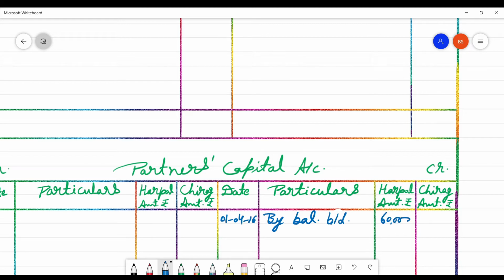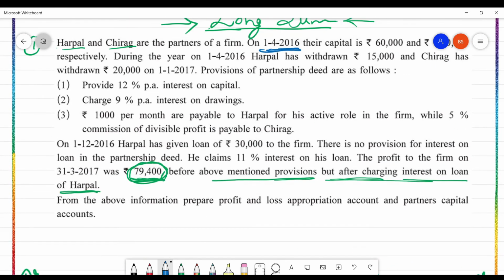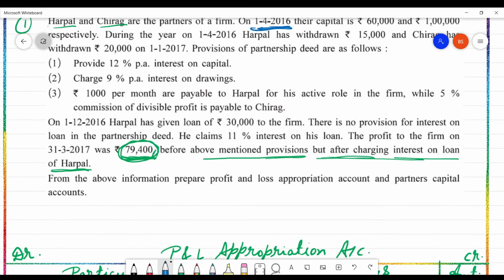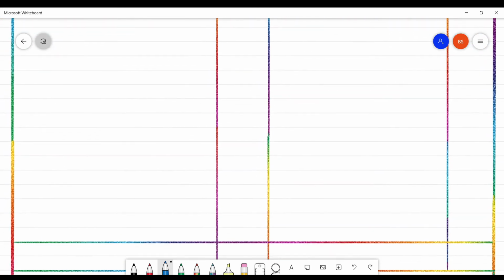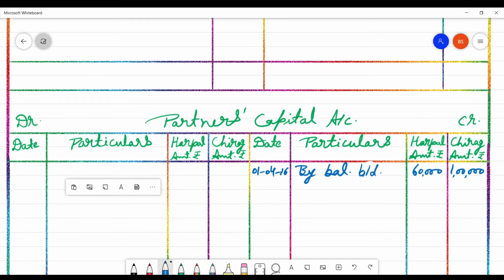$60,000 and 1 lakh. Next we will find out the drawings. So drawings are during the year: on 1/4/2016 Harpal has withdrawn rupees 15,000 and Chirag has withdrawn 20,000 on 1st January 2017. The dates are different, so we will write on the debit side differently.